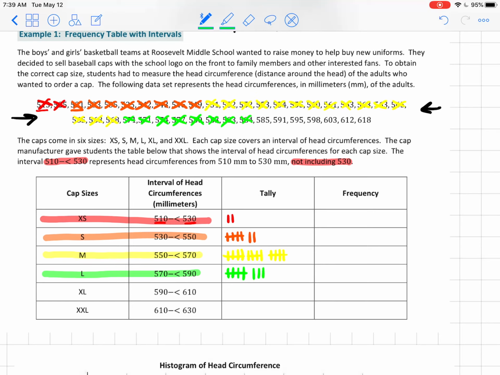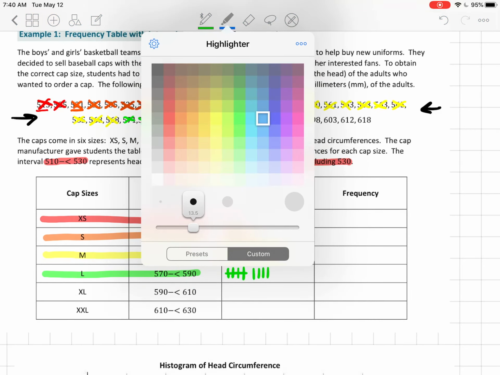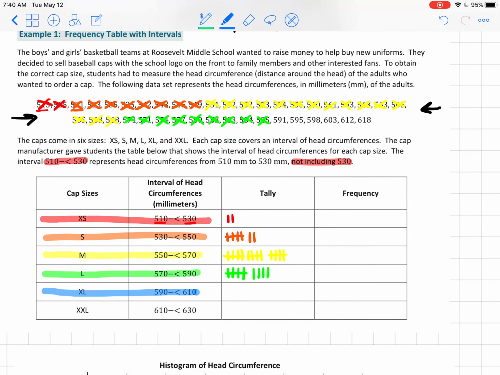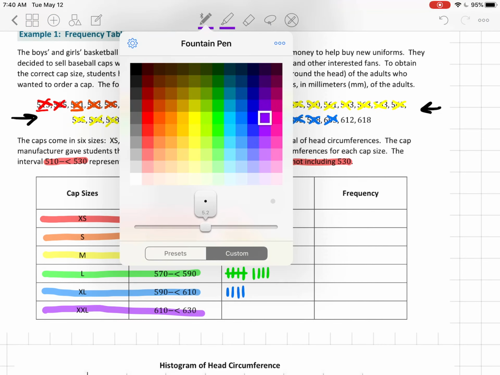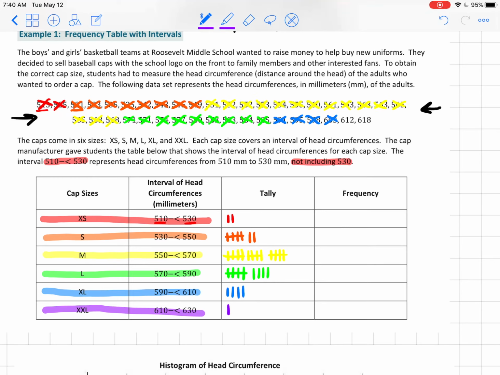584, and 585. All right, 591 is bigger than 590, so we need to go up a size to an extra large because an extra large goes from 590 to 610. Okay, so 591 is in that interval, 595 is in that interval, 598 is in that interval, 603 is still in that interval, 612 is not, but 612 ends up in that extra, extra large interval along with 618.